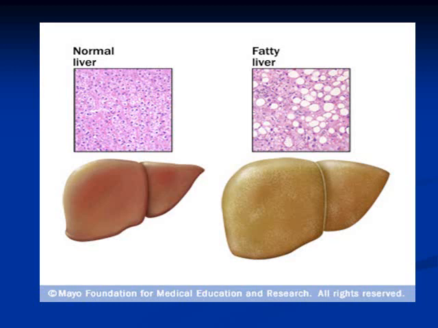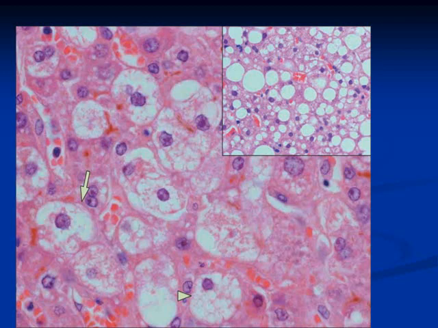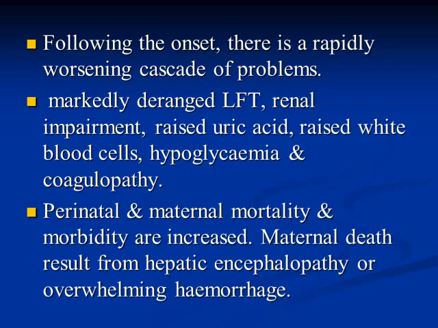In this picture, as you see, the normal liver is on the left side, where you see on histopathology normal hepatocytes, whereas in fatty liver, the liver cells are filled with fatty material because there is poor metabolism and accumulation of fatty acids within the liver, so it increases in size, as you see in the picture. This is another picture of the fat-laden hepatocyte. It is filled, and this leads to destruction of the hepatocytes and therefore impaired function, and may lead to encephalopathy and liver failure. Following the onset, there is a rapidly worsening cascade of problems.